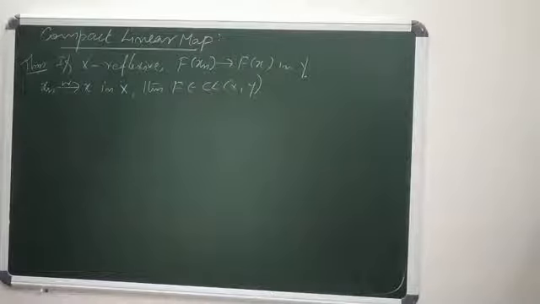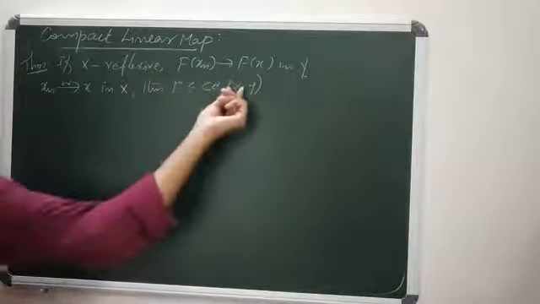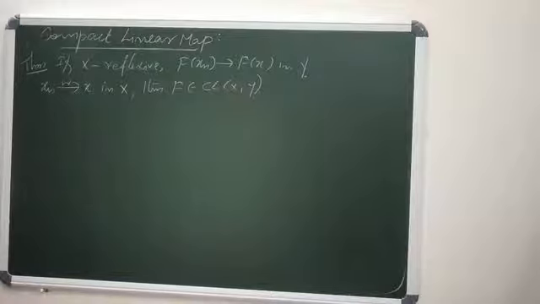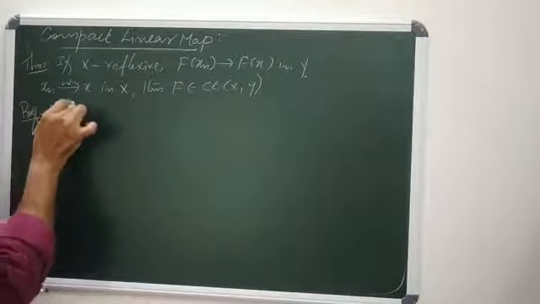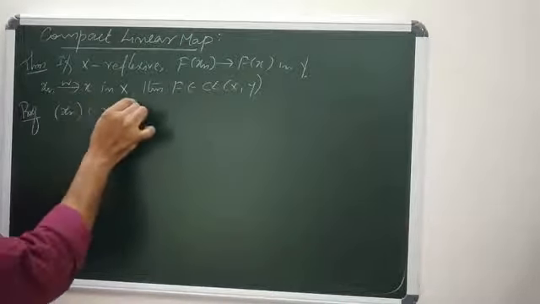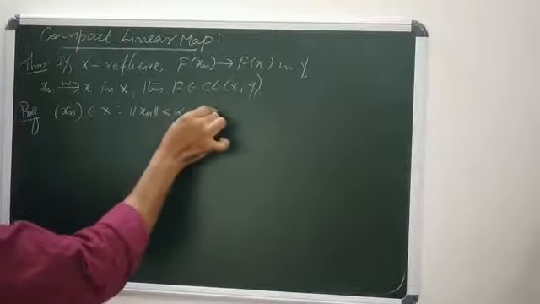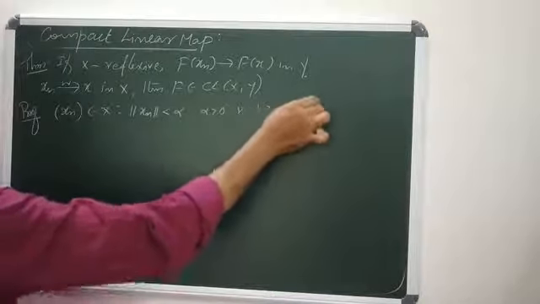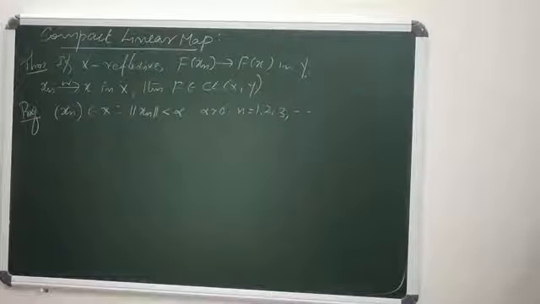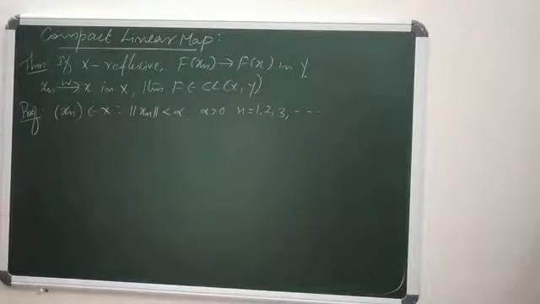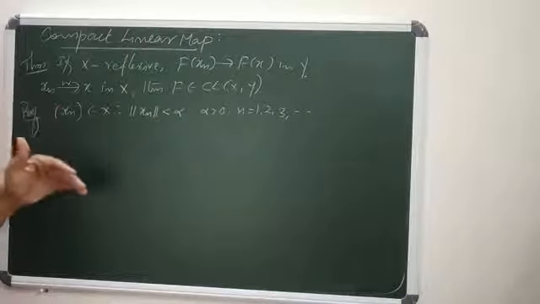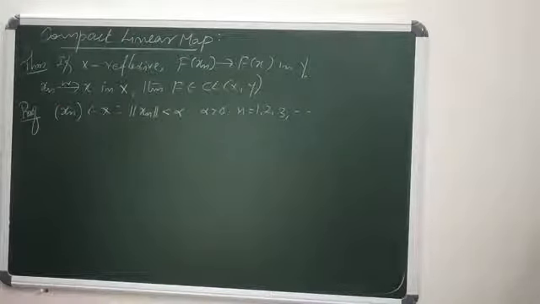How to prove this one? Here, in order to prove f is in CL(X,Y), we can find a bounded sequence in X, and if f of x_n has a convergent subsequence in Y, then f is in CL(X,Y). So we choose a sequence x_n which is bounded in X. So there exists some alpha positive such that norm of x_n is less than alpha, where n equals 1, 2, 3, etc. Agree? When X is reflexive, then by reflexivity every bounded sequence in X has a weakly convergent subsequence.